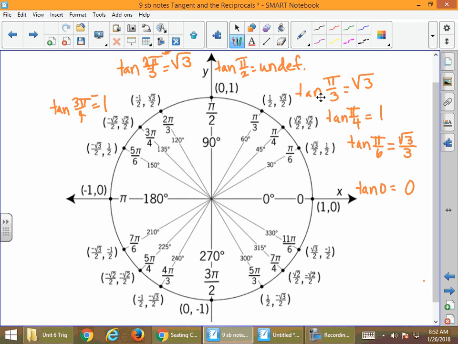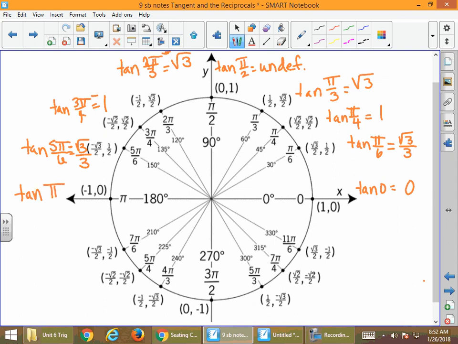Same values: 3 pi over 4, 5 pi over 4, 7 pi over 4, they all link back to pi over 4. The reference angle is from the first quadrant. Tangent of 5 pi over 6 is going to be the square root of 3 over 3, except that in the second quadrant, tangent's negative. And if you're really with me, you get this. It's not changing. Same idea for sine and cosine, same idea for secant and cosecant.